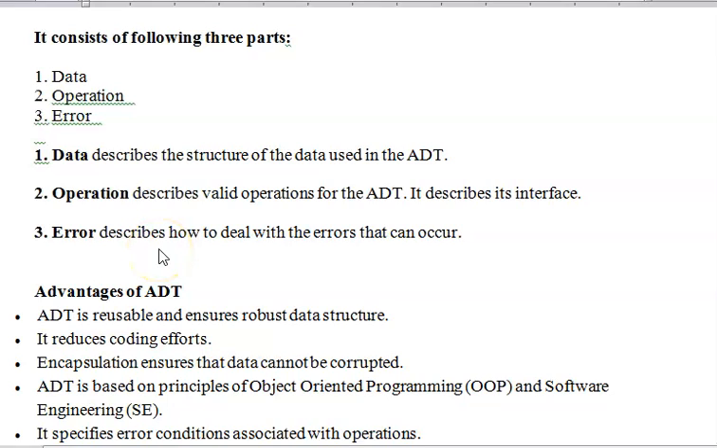Normally, three things come into the picture while dealing with ADTs. One is the data, the other is the operations we are performing on those data. The third one is the error, the possible errors, and how to handle these errors when we are in process. These are the three things that are associated with ADTs.